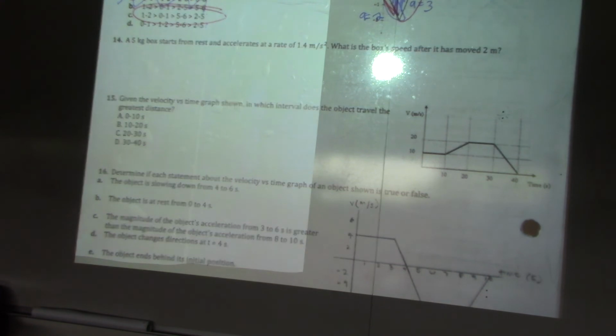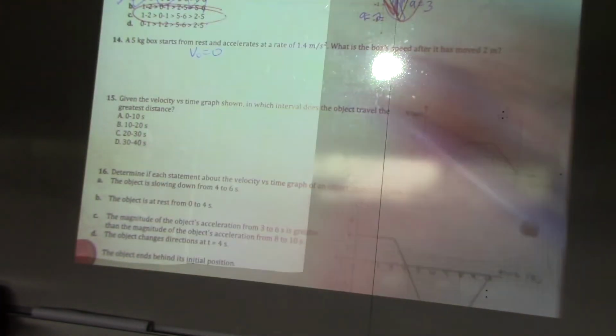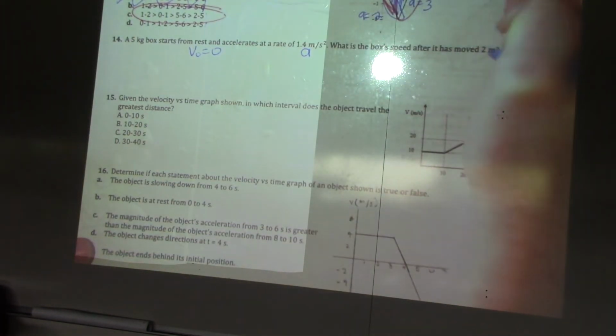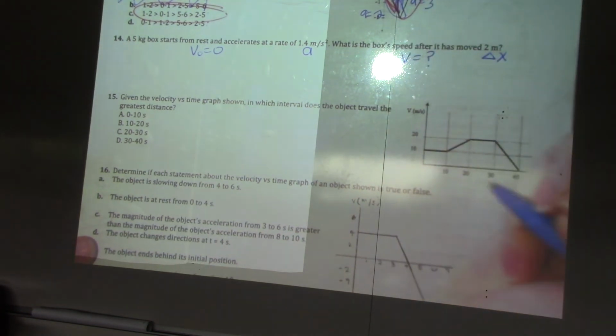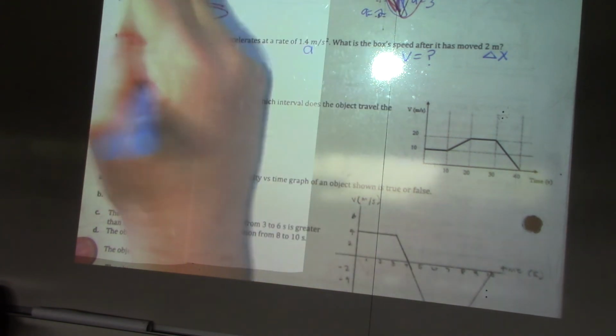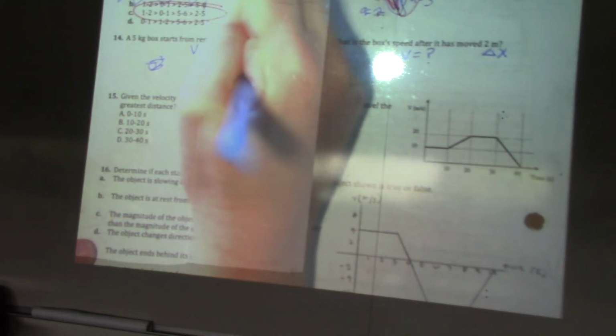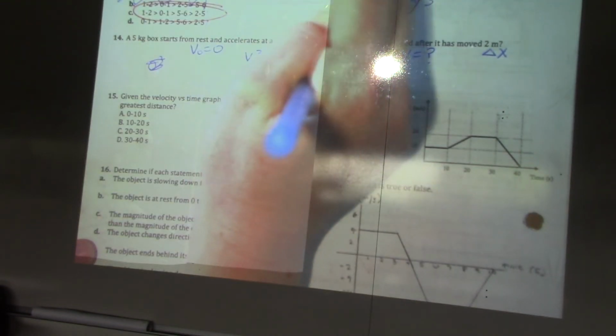A 5 kilogram box starts from rest, v equals 0, and accelerates at this rate. Speed after it's moved 2 meters, that's your delta x. Looking for speed, so now you're just plugging in v squared equals v naught squared plus 2a delta x.